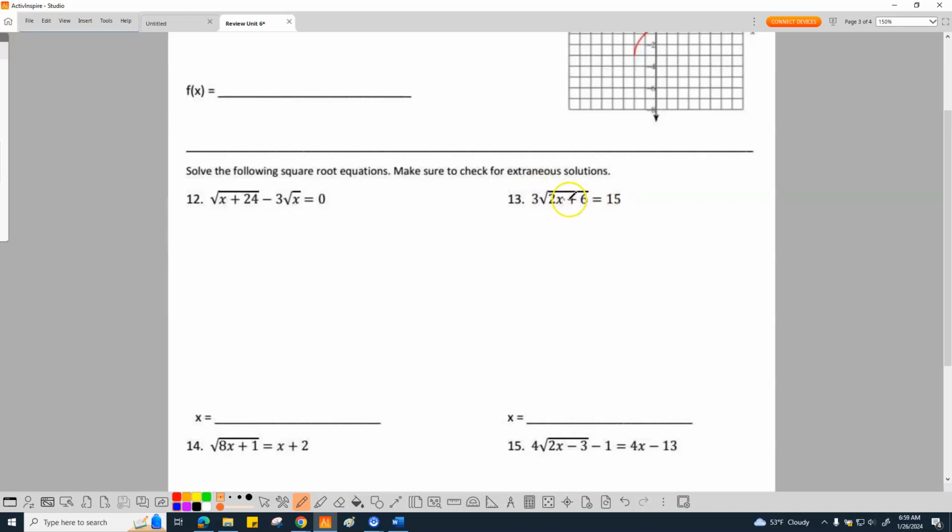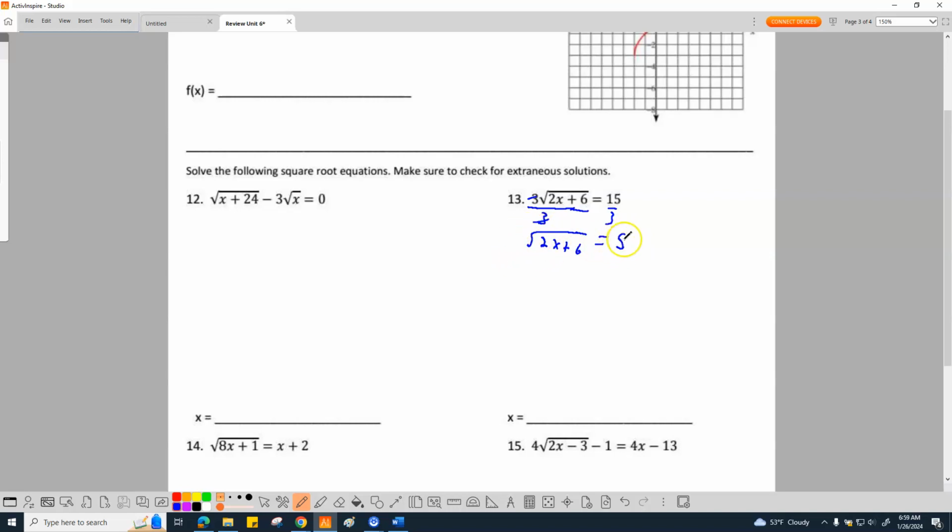If you have a 3 times whatever, and you have another term on the other side, look what you can do. You can start by getting rid of this 3 on both sides. So what we end up with is this divides out, and I end up with the square root of 2x plus 6 equals 15 divided by 3 is 5. So that'd be my first step on this one.